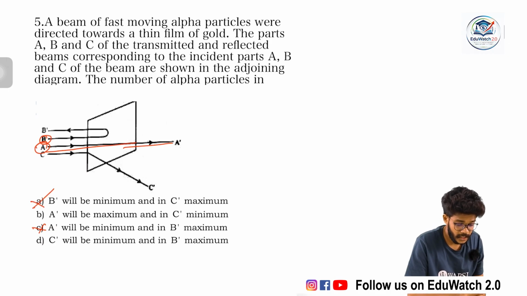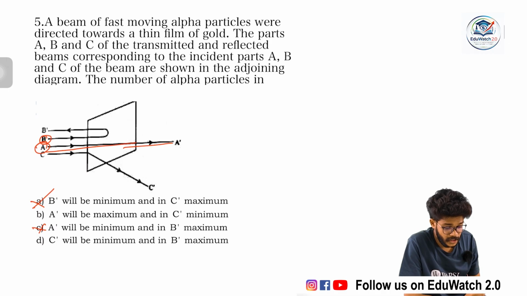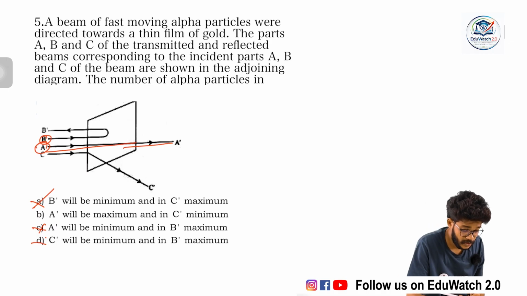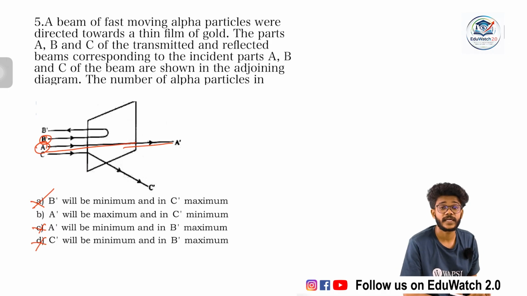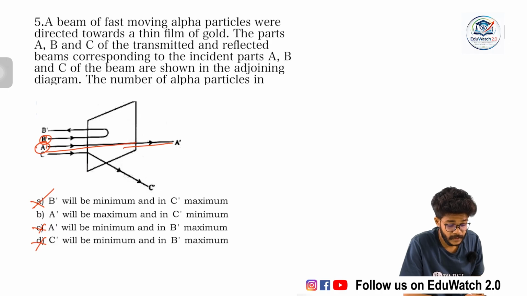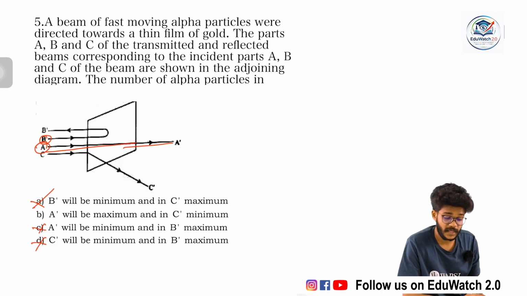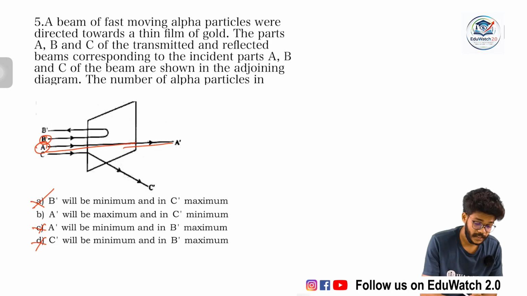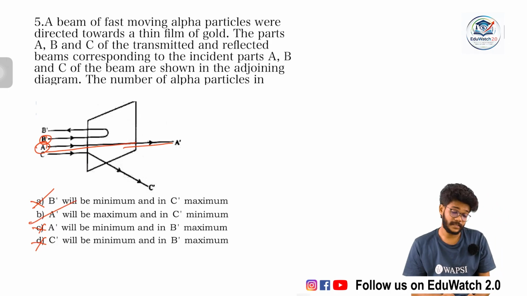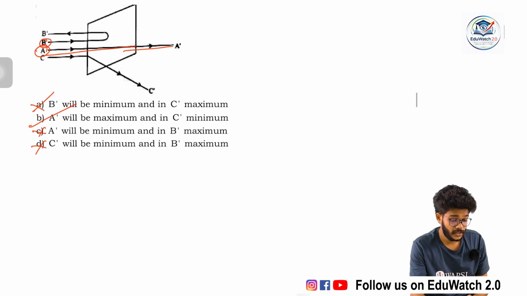So option A is wrong, and in option D B dash is maximum. Option D is wrong, B dash never becomes maximum. So option B is correct. A dash will be maximum and C dash is minimum. So option B is the correct answer. So we can move to the sixth.